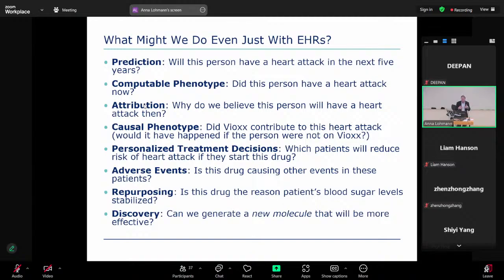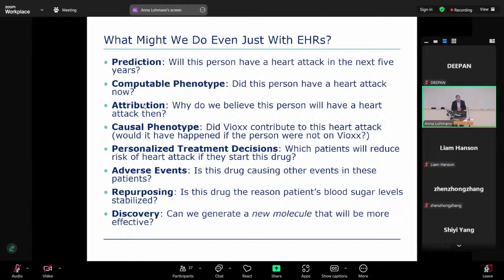Or jumping ahead, causal attribution, if you will. Did this drug contribute to that? Did the fact that they were on Vioxx back when that was on the market contribute to the heart attack, or would they have had the heart attack anyway? So a causal phenotype instead of just a phenotype.